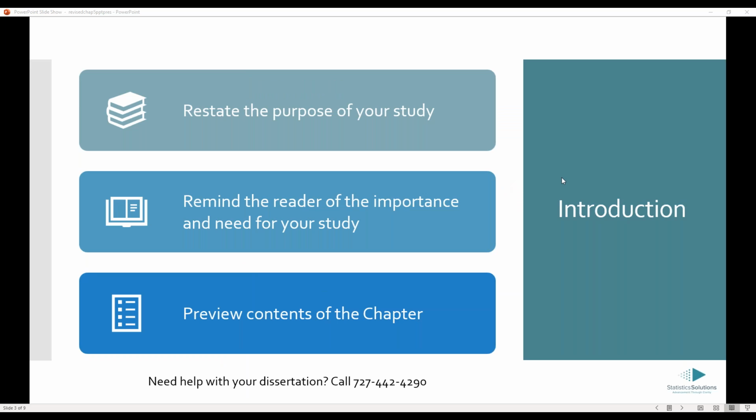Introduction. The introduction serves to reorient your reader to what your study was about, right? You're just going to restate the purpose of your study. Why was your study necessary to conduct? Why was it important to conduct? Again, just to remind the reader of those things. You can also preview contents of the chapter, the sections that are going to be coming up. So, a nice brief introduction to remind the reader of the purpose and the importance.